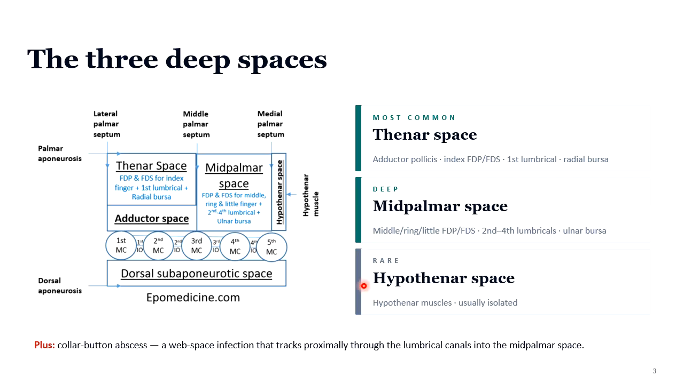There is another entity which is included in the deep space infections of the hand called a collar button abscess. In the previous slide, you could see that these spaces are continuous with the lumbrical canals, and therefore an infection in these spaces can track into the canals, and an infection in the web spaces can track through the canals into these spaces. And this is often known as a collar button abscess, and most commonly can track into the mid-palmar space.